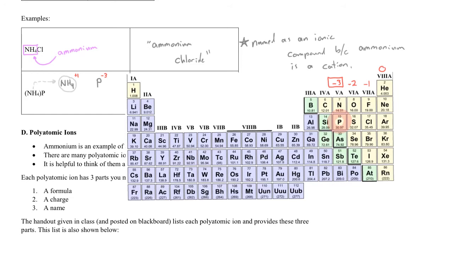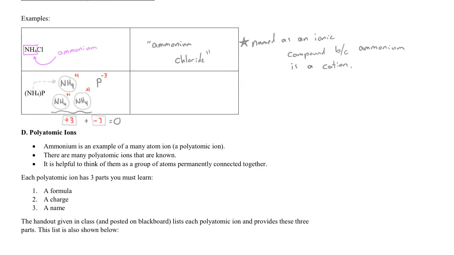So this is not balanced with just 1 ammonium and 1 phosphide anion. How many ammonium ions do we need to balance that phosphide? That's right, we need a total of 3 if each one has a +1 charge. That would give us +3 to balance out the -3 on phosphorus. And this would be the correct formula of ammonium phosphide, which is the name for the formula NH4 inside of parentheses, subscript 3 with a phosphorus atom.